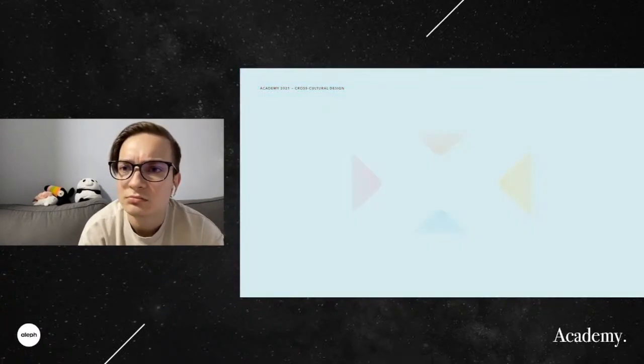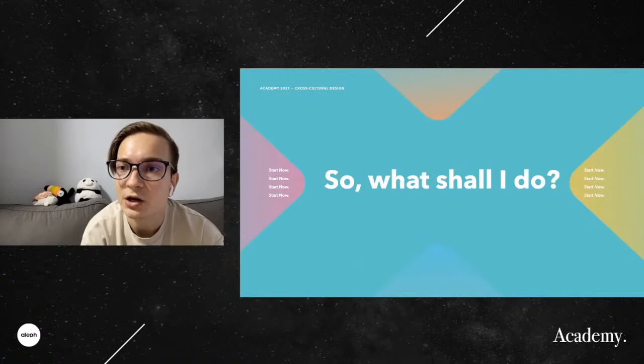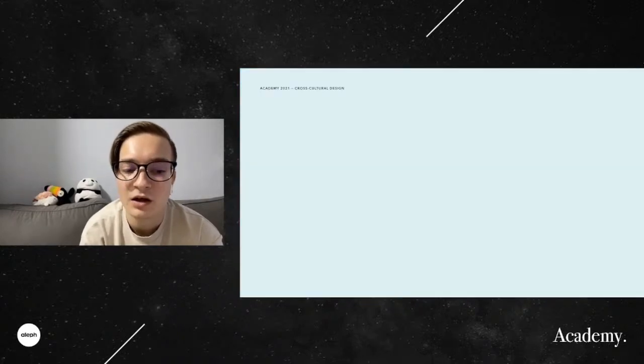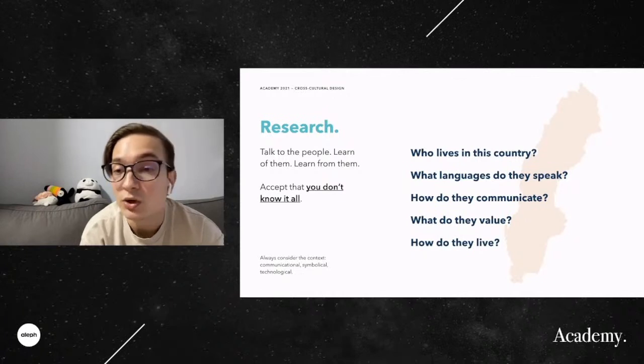So despite the fact that the topic of cross-cultural design is actually very complex, there is a recipe. And it's pretty simple if you pinpoint it to a couple of points. So the first step you need to take if you want to ship an international product or design for a foreign market is do a research.